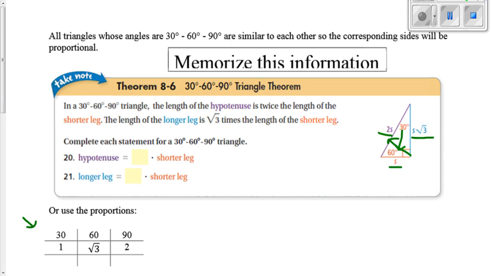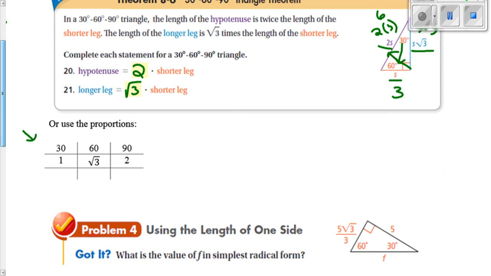So if I told you that this side length down here was 3, that means that this one's 2 times 3, which is 6, and this one is 3 radical 3. All right, that's not hard to do, but if you're given one of the others, you've got to work backwards, and that's where it gets tricky for people. So the proportions may help you. Okay, so the hypotenuse equals 2 times the shorter leg. The longer leg equals radical 3 times the shorter leg. Okay. Or we can use the proportions to help us, and here's your basic thing. So memorize this. Memorize the 2 little graph charts, and you'll be good to go.